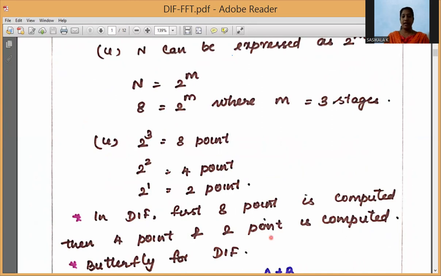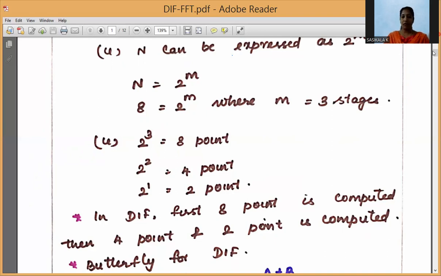See, in the last video we have seen about DIT, that is the decimation in time. For the decimation in time, there also we have three stages. But first we need to calculate the 2-point DIT, then 4-point and 8-point. So this DIF is just the reverse of DIT. So here we need to compute 8-point first and then 4-point DIF and 2-point DIF is computed.